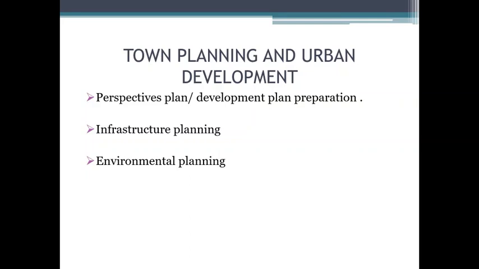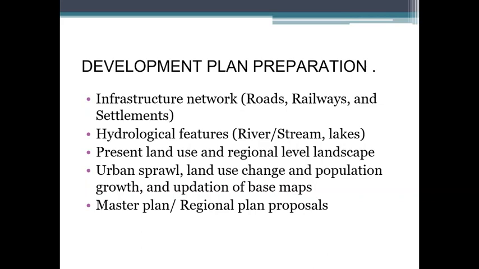Next one is town planning. Remote sensing data is very important when it comes to infrastructure management. It will help you to make a decision on how to upgrade, build, or arrange your work. So it helps in development plan preparation, infrastructure planning, and environmental planning. The development plan preparation includes infrastructure networks, such as it helps in aligning roads, railways, settlements in the area, and hydrological features such as rivers and lakes, the present usage of land and geological level landscapes. It also helps in developing the master plan of a town and also helps in town planning.